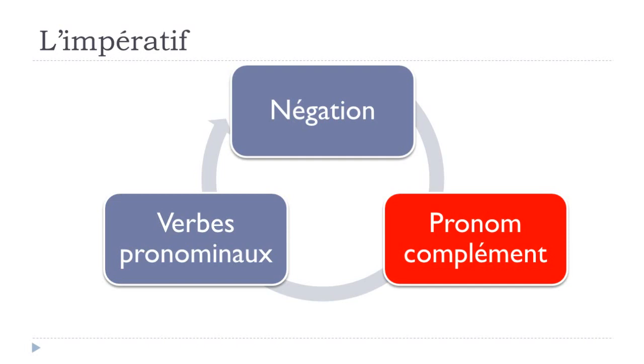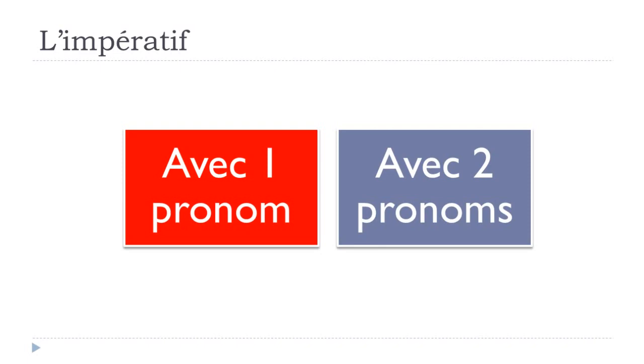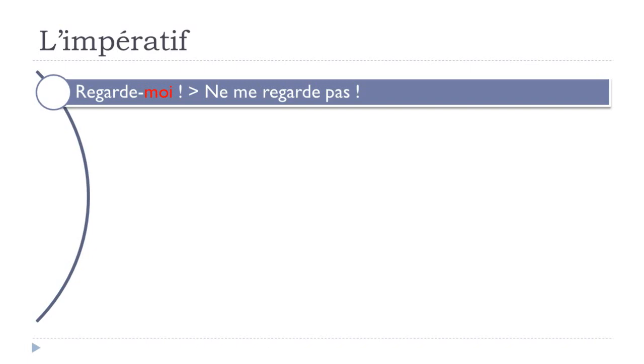Now, let's see with the pronouns, okay? The first part will be with one pronoun, and after that we'll see how to construct that with two pronouns, and it is a bit difficult, if I'm totally honest with you. But now with one pronoun, let's see, regarde-moi, okay? And at the negative form, it will become ne me regarde pas.